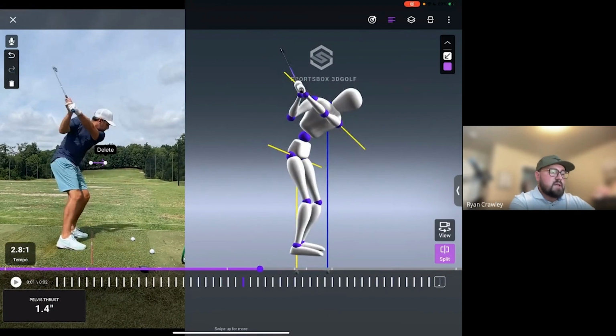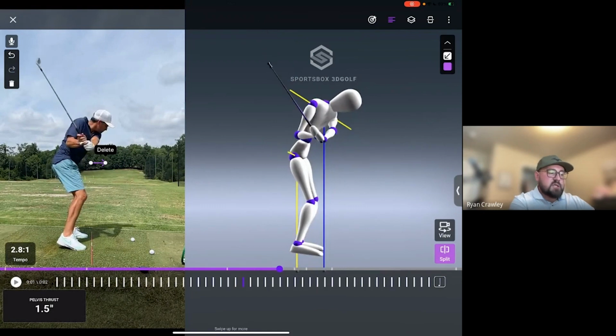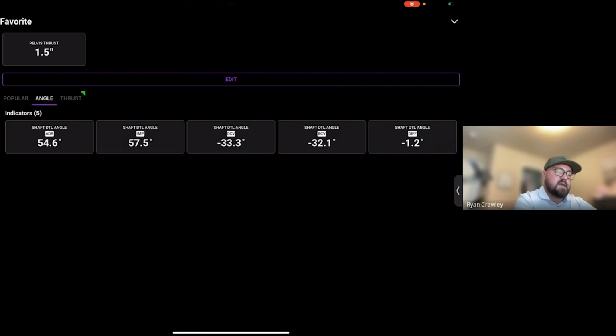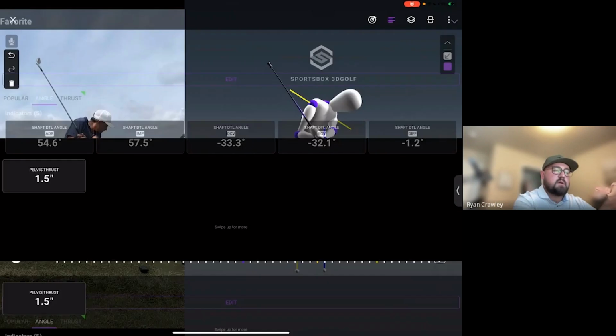And so when he starts to get that early extension, he gets a little bit steeper, which we could also measure. So we could look at the angle here, which is the shaft angle. You have shaft angle at address, shaft angle at impact, and then you also have it in the backswing. So we can see in the downswing, it says shaft down the line angle, DCV. DCV is just fancy for saying downswing club vertical. You can see he's at 33 degrees.